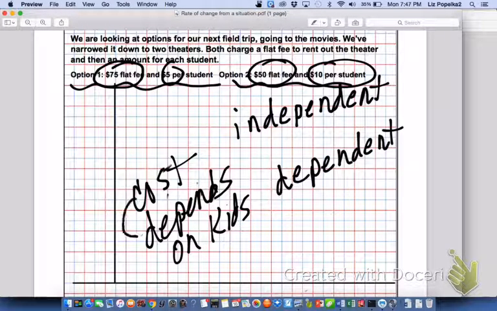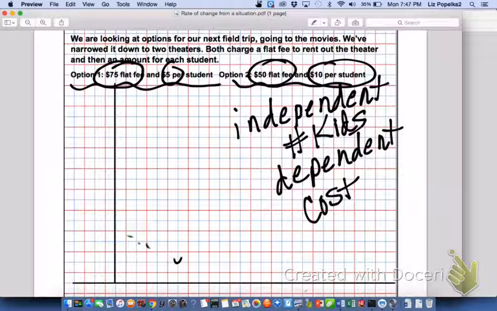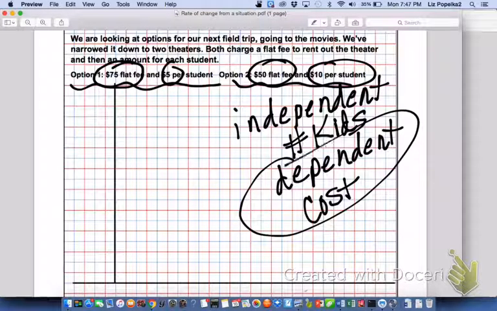So since the cost is the one that depends on the number of kids, that means that cost is going to be your dependent variable. And that means that the number of kids is going to be your independent variable. So when you are asked which one is the independent and which one is the dependent, try to think about which one is going to depend on the other. That helps you to figure out the dependent variable. And then obviously the other one has to be the independent variable.